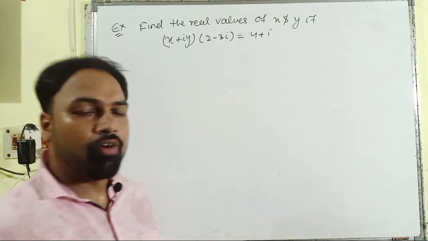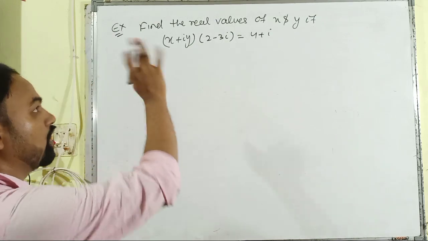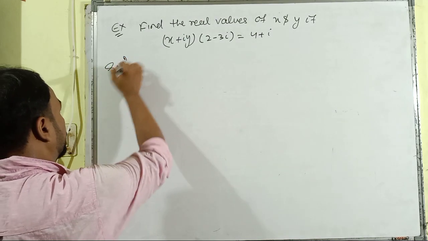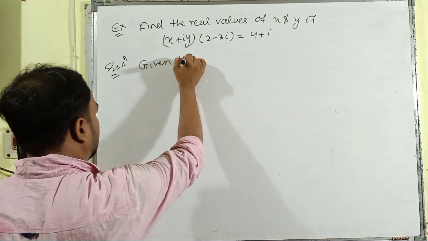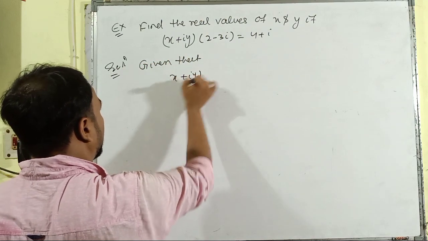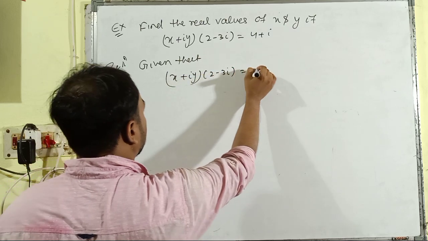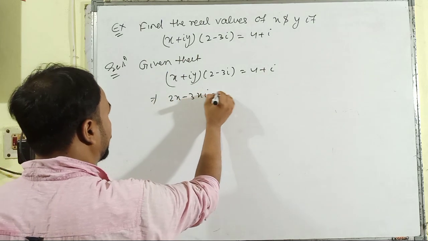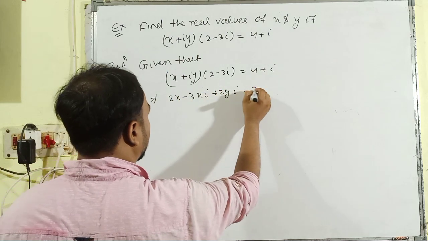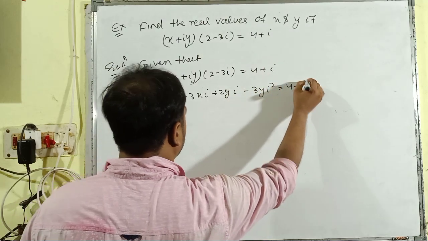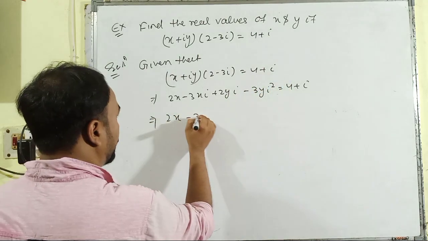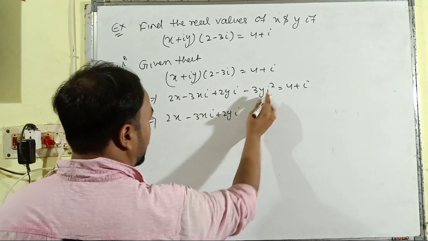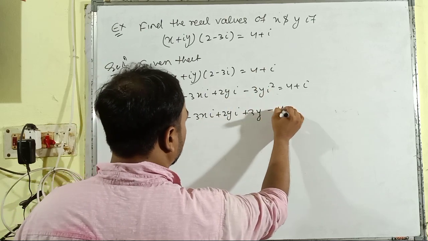So it is the last problem of this video session, and we have to find the real values of x and y by using the equality property of complex numbers. Given that (x + iy) multiplied with (2 - 3i) gives us 4 + i. So let us multiply this. It will be 2x minus 3xi plus 2yi minus 3yi², equal to 4 + i. Then it will be 2x minus 3xi plus 2yi plus 3y minus 4 minus i is equal to 0.